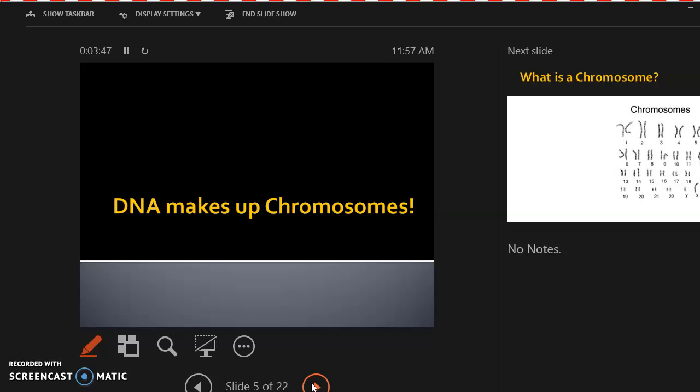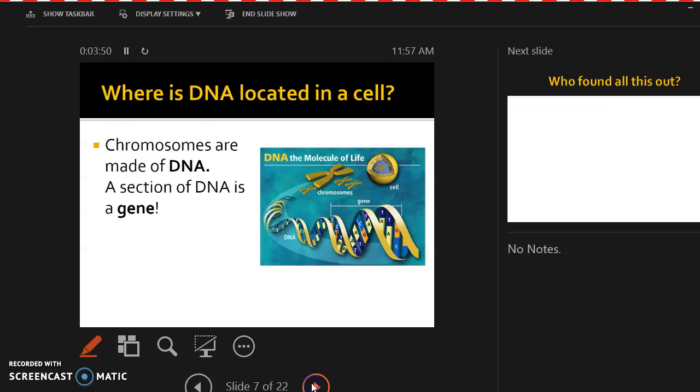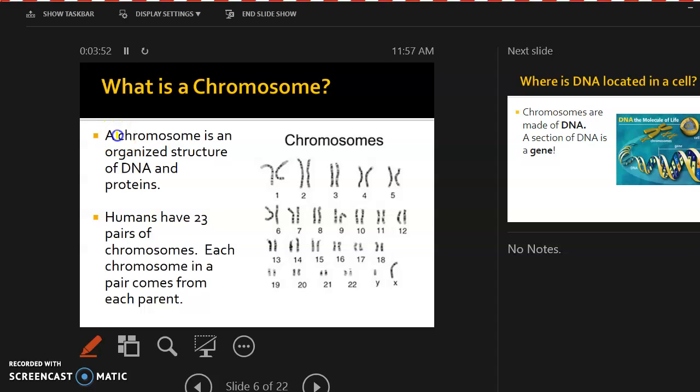So DNA makes up chromosomes. So what is a chromosome? A chromosome is an organized structure of DNA and proteins. Okay, so in order to have the double helix, you have to have chromosomes within the double helix. So humans have 23 pairs of chromosomes. Okay, and each chromosome in a pair comes from each parent. So that's how you make up your chromosomes. So you get half of your parent's DNA and half of your other parent's DNA.